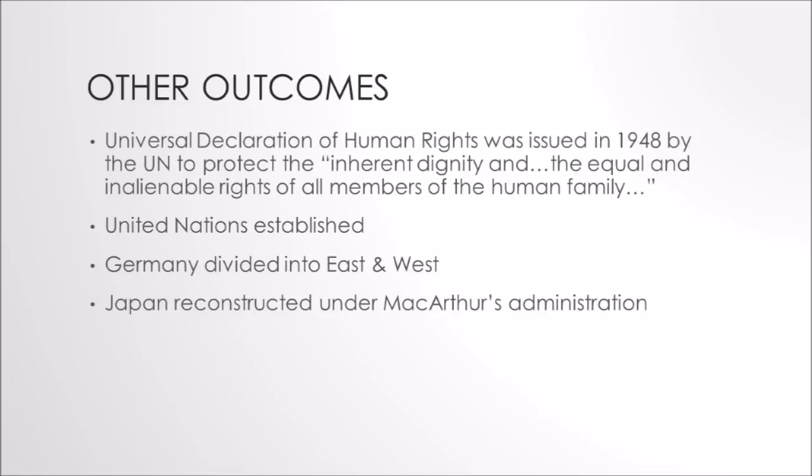Other outcomes of World War II include the Universal Declaration of Human Rights issued in 1948 by the UN to protect the inherent dignity and the equal and inalienable rights of all members of the human family. The UN was established. Germany was divided into East and West, and Japan was reconstructed under MacArthur's administration.